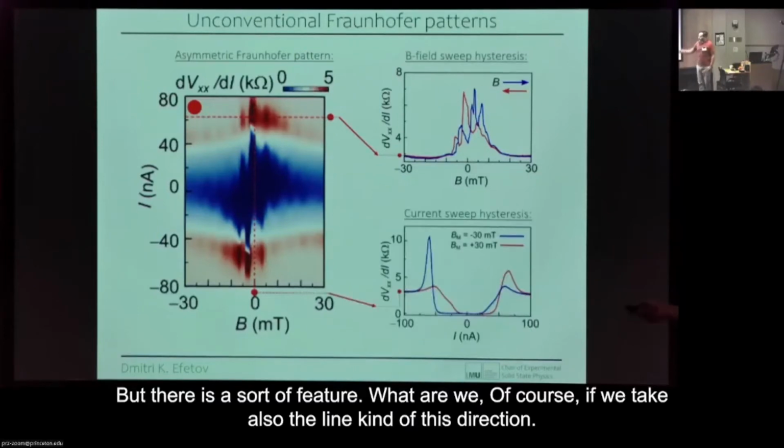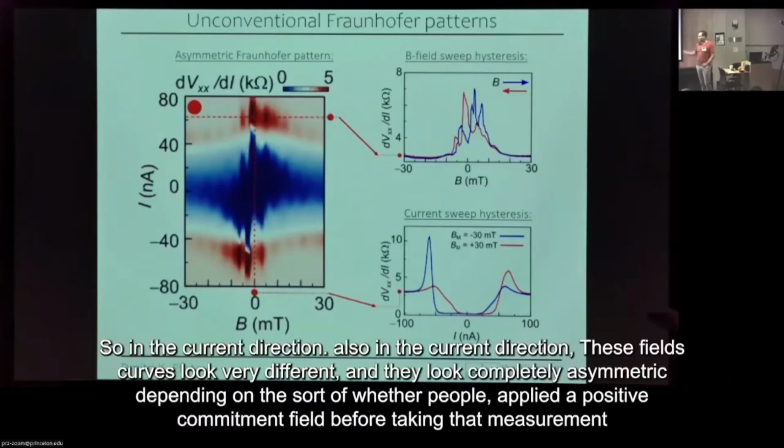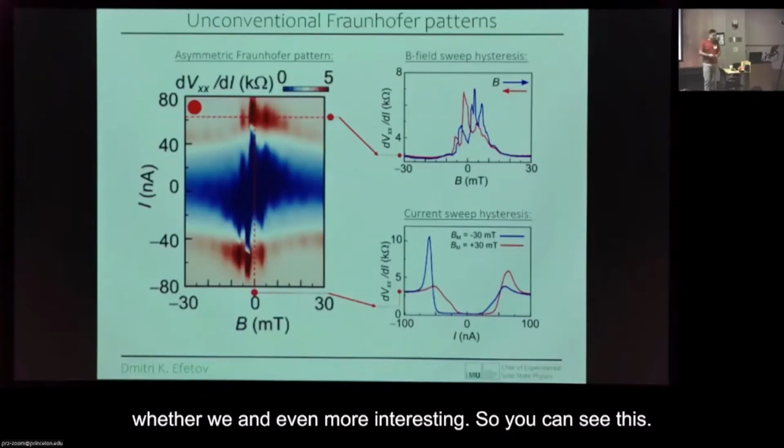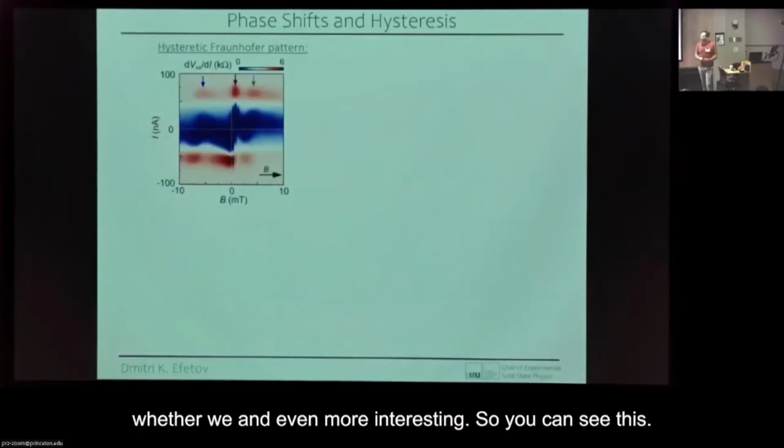Moreover, if we also take the line cut in the current direction, these curves look very different, and they look completely asymmetric, depending on whether we applied a positive magnetic field before taking that measurement, or a negative magnetic field before taking that measurement. And even more interesting, you can see this effect.